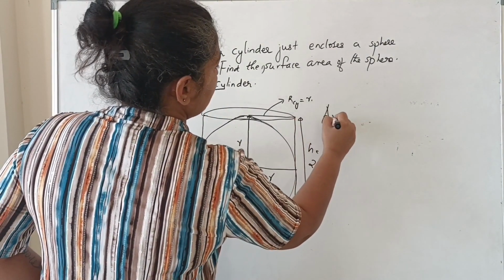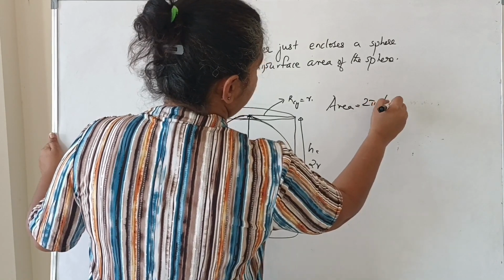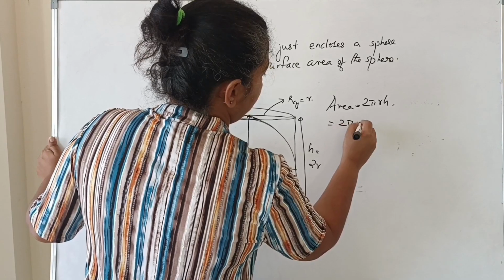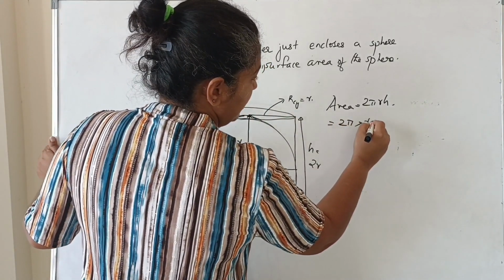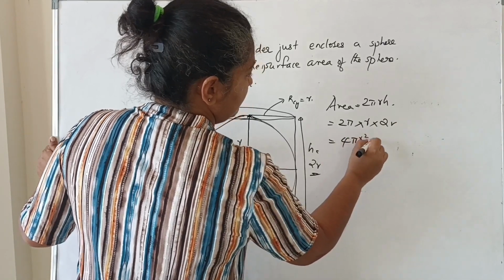So what is the area of the cylinder equal to? It is 2 pi RH, because we need to find only the CSA of the cylinder. So 2 pi, what is the radius? It is equal to r. And what is the height equal to? 2r. So you will get 4 pi r square.